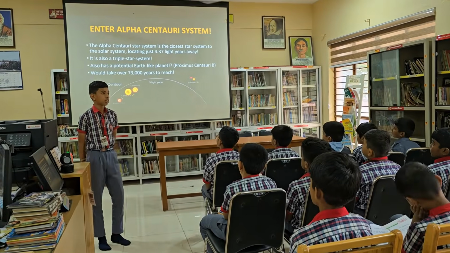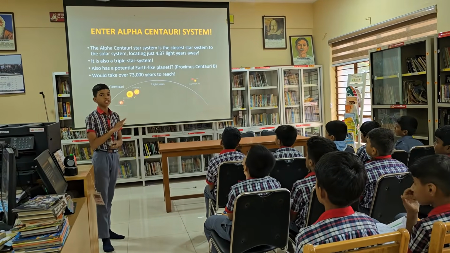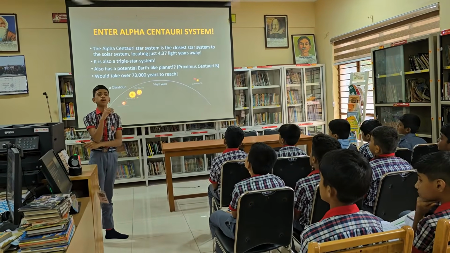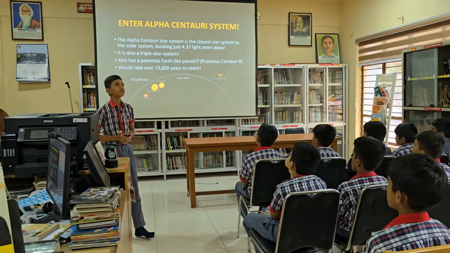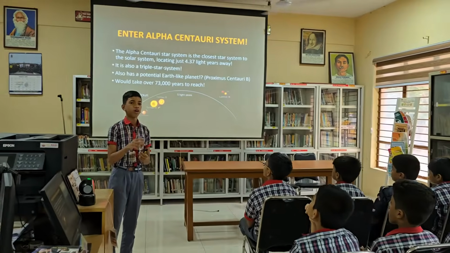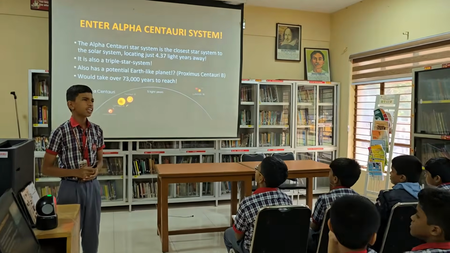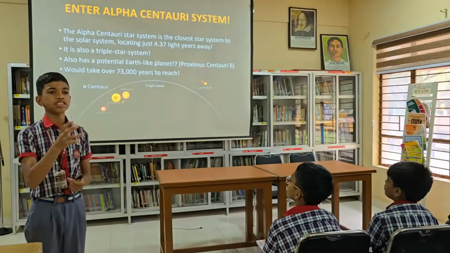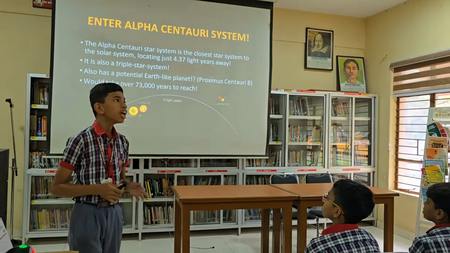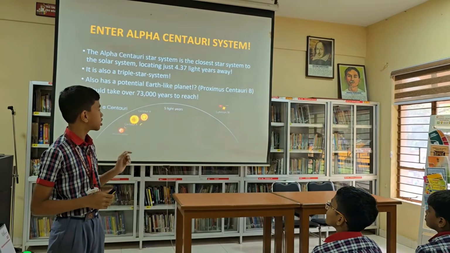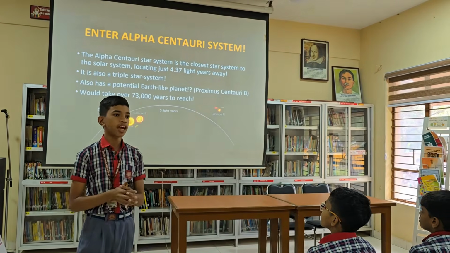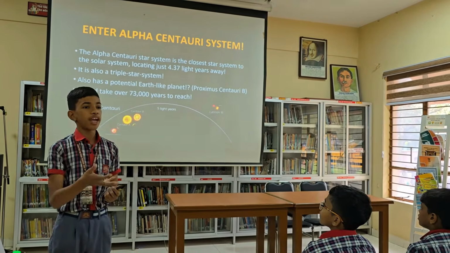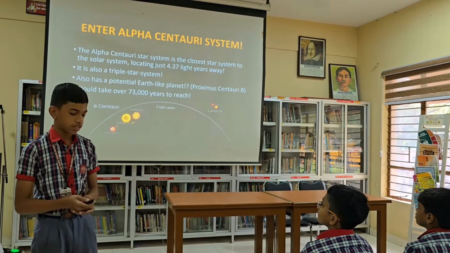Enter the Alpha Centauri system. This is the closest star system to us. It's only located 4.37 light years away, which means it would take 73,000 years to reach. For light, if light is the fastest speed in the universe, it would only take 4.37 years. And the speed of light is the measurement that we use to find out distances in the universe.